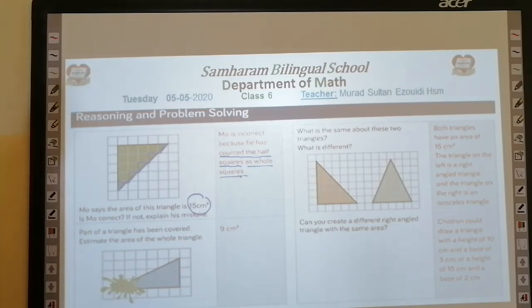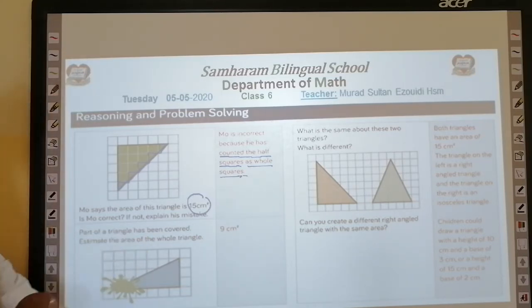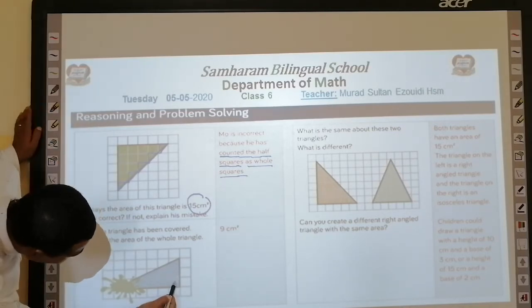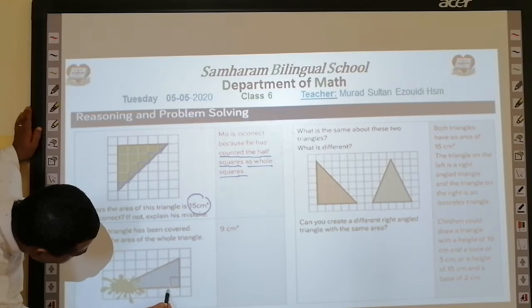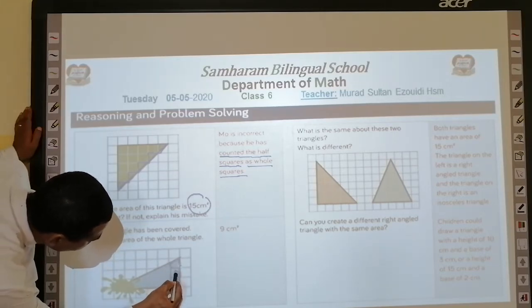Okay? Then, part of a triangle has been covered. Estimate the area, my friends. Okay? So, let's count. Okay, this is 1. This is 2. This is more than half, 3.